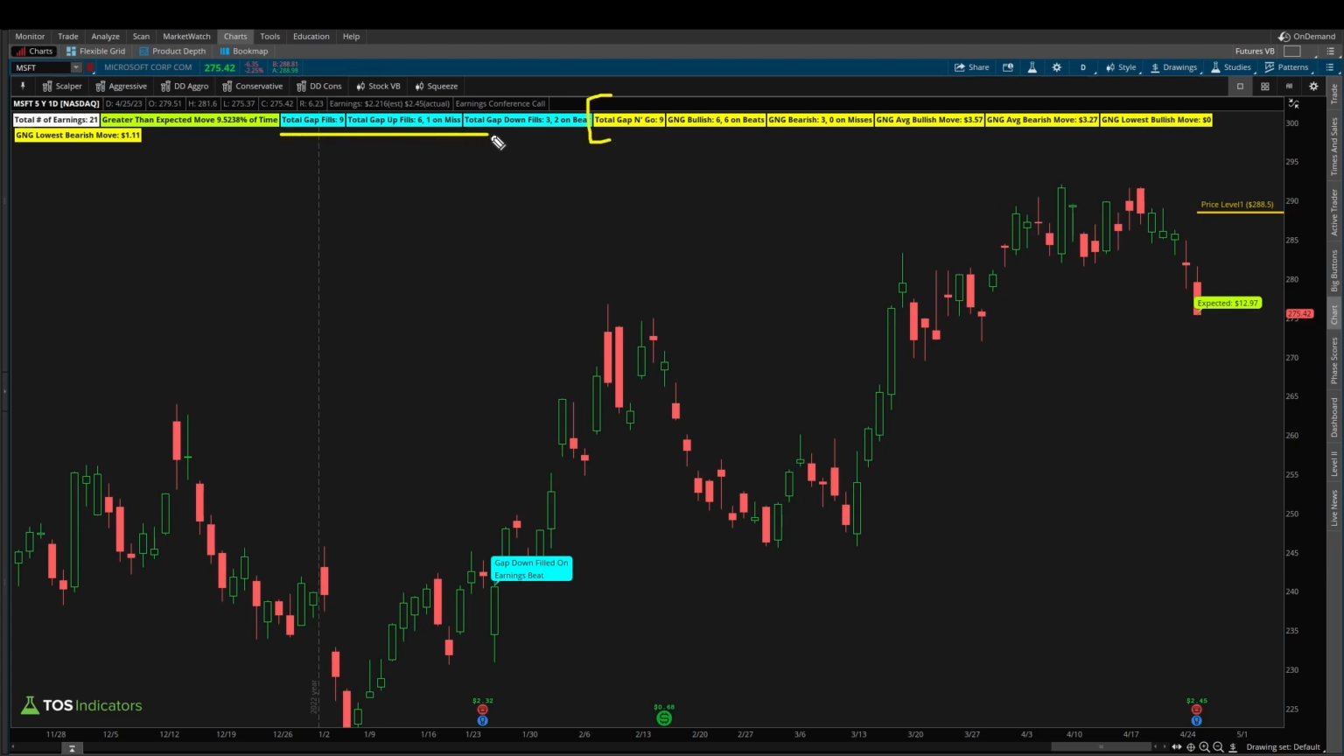The blue set of labels gives us information around gaps. Do gaps tend to get filled, which is what the blue labels tell us, or do we instead see a gap and go, meaning a trend in the direction of the gap, which is what the yellow labels tell us?